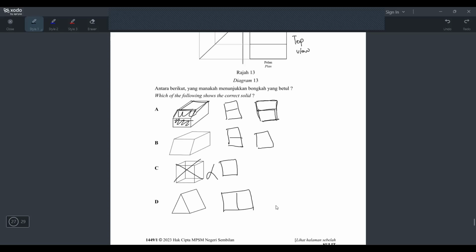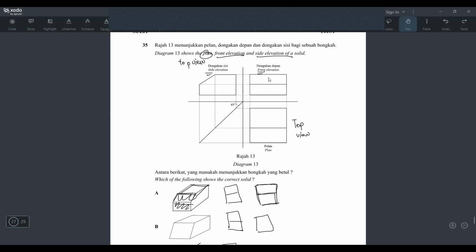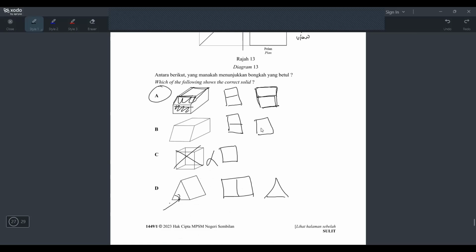Okay, what is the front view for this? It will be a triangle for the front view, right? Because if you look, there is a triangle. So let's see how they draw the front view. It's like this, right? So definitely the answer is A, because this one is not like that. This one also, the answer is A, okay?